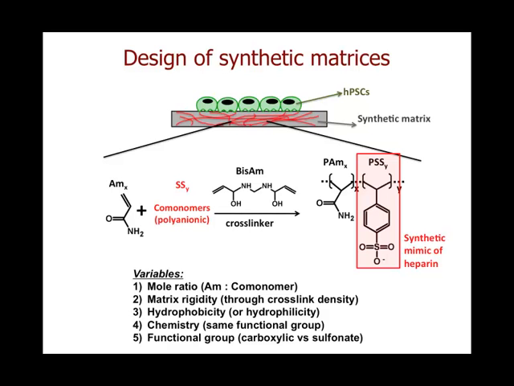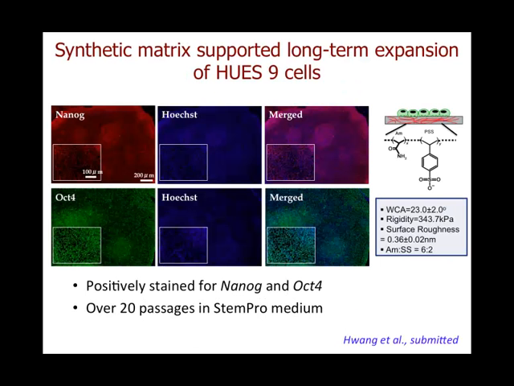Now we also use the same copolymerization principle. So we can vary the mole ratio, we can vary the rigidity, hydrophobicity, chemistry, functional group. So we can understand how all these parameters affect self-renewal of embryonic stem cells. And this is a picture after 20 passages, that means 9 months and 3 weeks, of these cells on this material.